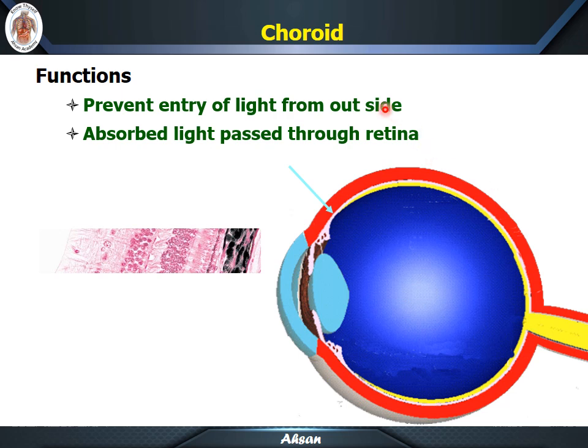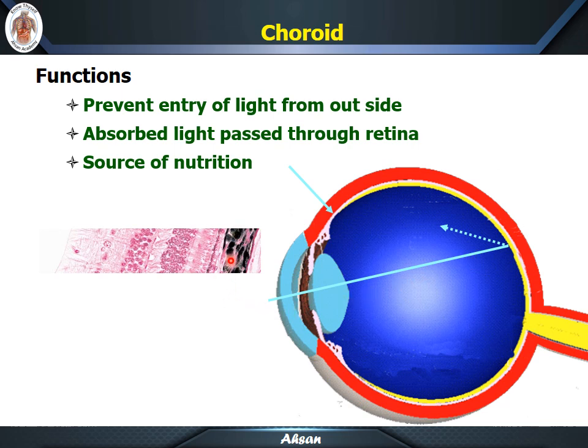Choroid is the middle layer, and it prevents entry of light through any part of the eyeball other than the pupil. So it allows only the passage of light through the pupil, and the light getting inside through the pupil is absorbed. If it had not been absorbed and had been reflected, vision would become blurred. So clear vision depends on the absorption of the light by the choroid.